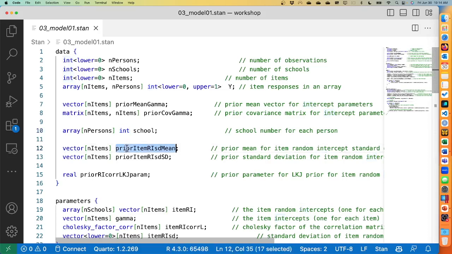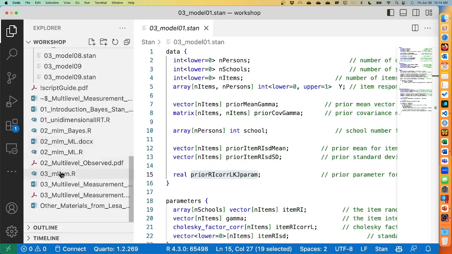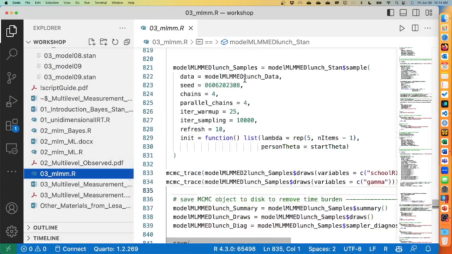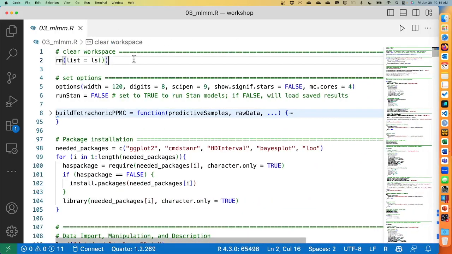All right. And then finally, item random intercept standard deviation mean. This is for the standard deviation of the item random intercepts. So there'll be 10 of those, and our LKJ prior hyperparameter. So, going to the code. Excuse the scroll. Let me get this set up real quick.